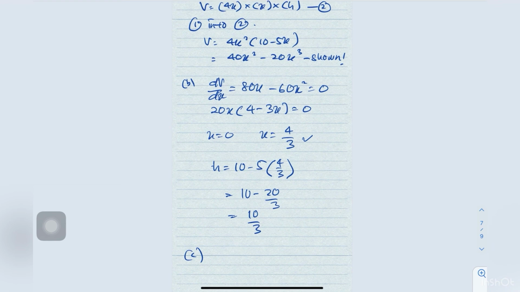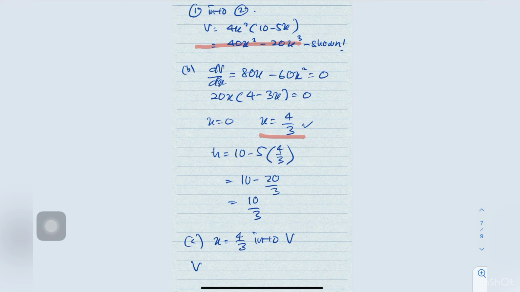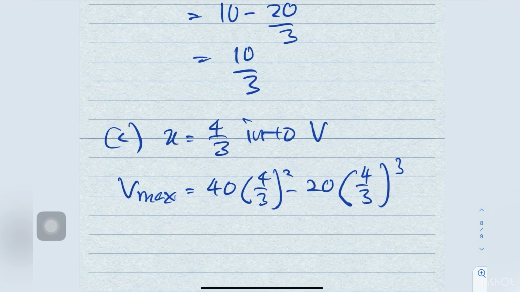Okay, so then we have volume here, and we have x is 4 over 3. Then we substitute x equals 4 over 3 into volume. Then we get V maximum. So V maximum equals 40 times (4 over 3) squared minus 20 times (4 over 3) cubed. So this one we get the final answer, which is 23 19 over 27.